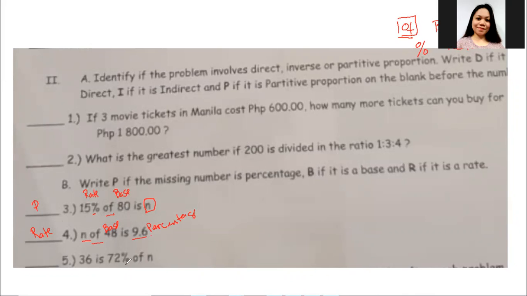36 is 72% of N. So percent, 72%, this is the rate. 36 doesn't have "of" here. So therefore this one right here is your base, and this is your percentage. So therefore this is base. All right.